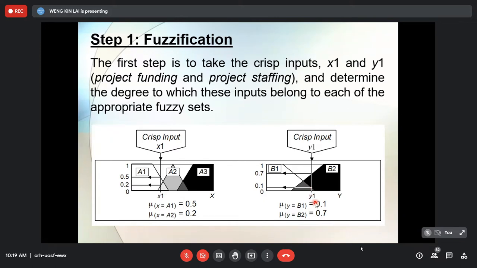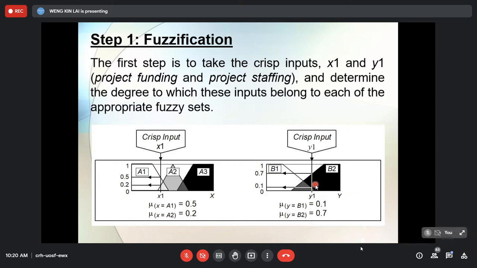Now, again, for the same example as before, if there is any value Y1 within that unit of this cost Y, what is the membership for B1? What's the membership for B2? So we basically look at where it overlaps or intersects B1, intersects B2. For the first case of B1, it intersects at 0.1, so the membership for B1 class or B1 set is only 0.1. Whereas the membership for the set B2 is 0.7, so it's higher.